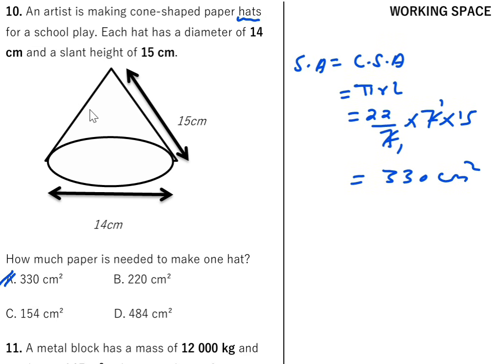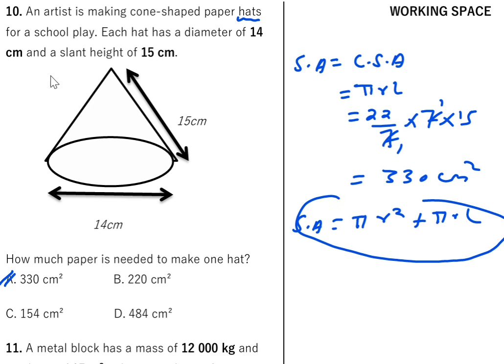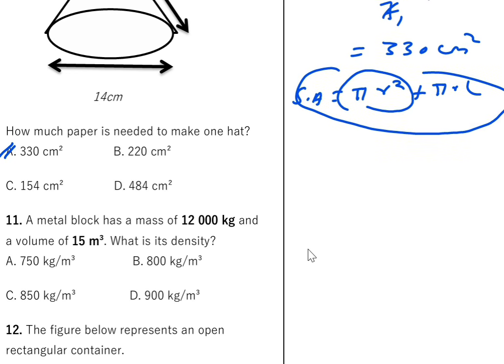So if it is open, we don't include the lower part, the bottom part, which is a circle. Assume it was a solid cone. So if it was a solid cone, surface area will be the area of the bottom, which is a circle, pi r squared, plus the curved surface area, which is pi RL. So this is for a solid cone. Since this is a hat, this means that this part is open, and therefore we don't include the area of the circle. I hope you have understood.